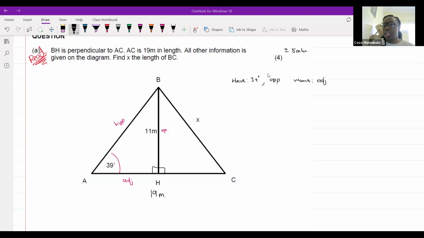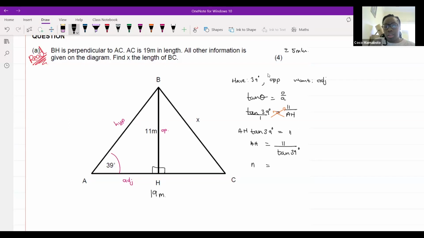So I know opposite and adjacent, I need to use tan. So I'm going to use tan of theta is equal to opposite over adjacent. That means that tan of 39 degrees is equal to the opposite, which is 11, over AH, which is exactly what I want to find. I'm going to put this over 1, and then I'm going to cross multiply. So I'm going to get AH tan of 39 degrees is equal to 11. That means that AH is equal to 11 over tan of 39 degrees.